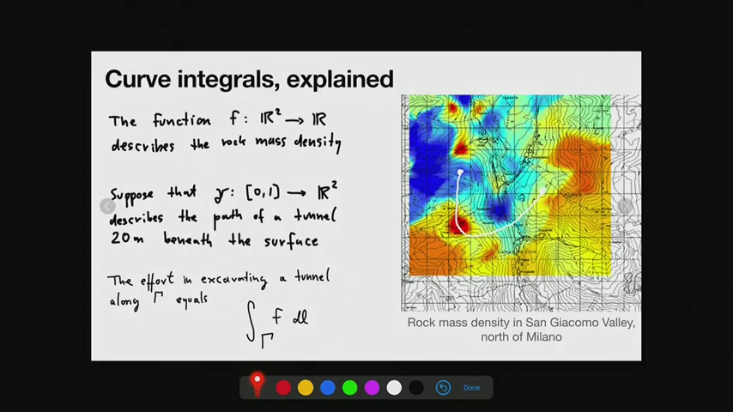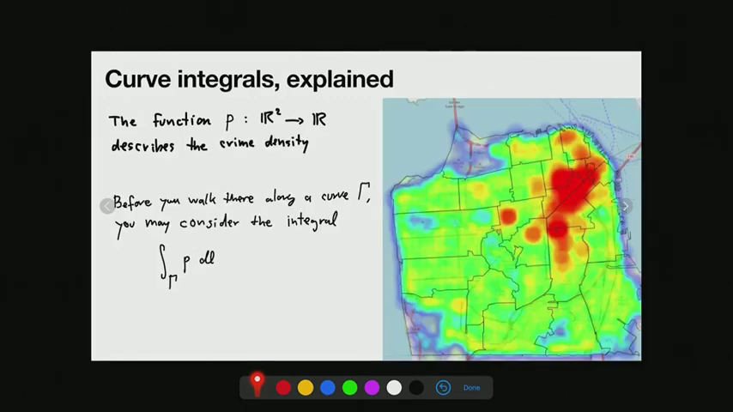Let me do one more example that is slightly different. That is a map of San Francisco, and it describes the crime density of San Francisco. Like for every American city, you can easily find such maps that tell you, okay, for example, in this area here, you've got a very high crime density. Let's suppose you take the bus from the airport and you get out of this area. And your hotel is up here.